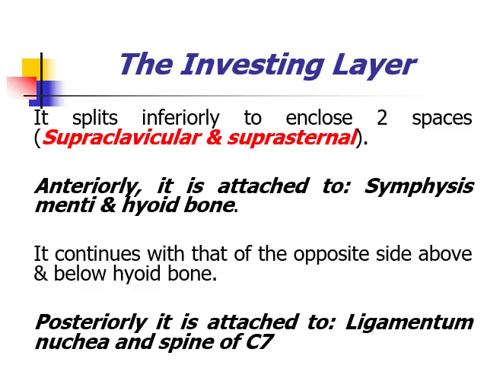and suprasternal spaces. Anteriorly, the investing cervical fascia is attached to the symphysis menti and the hyoid bone in the midline, and it continues with that of the opposite side just above and below the hyoid bone, whereas posteriorly it's attached to the ligamentum nuchae and the spine of C7.